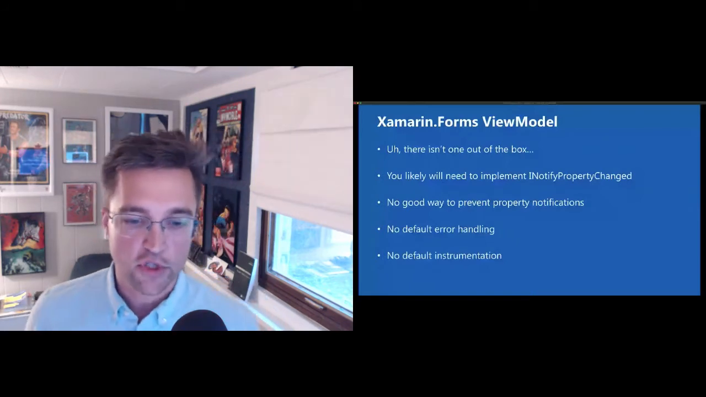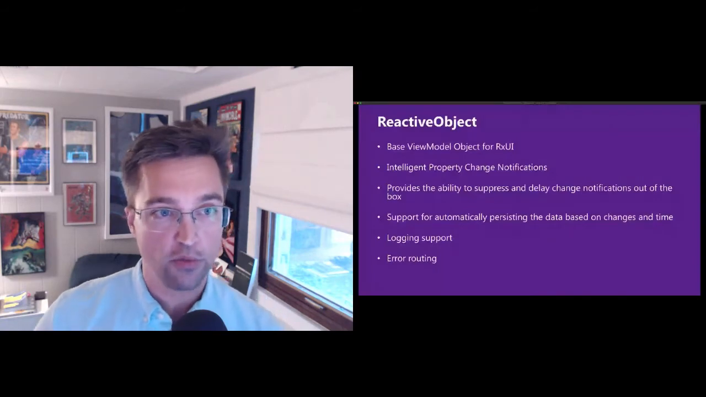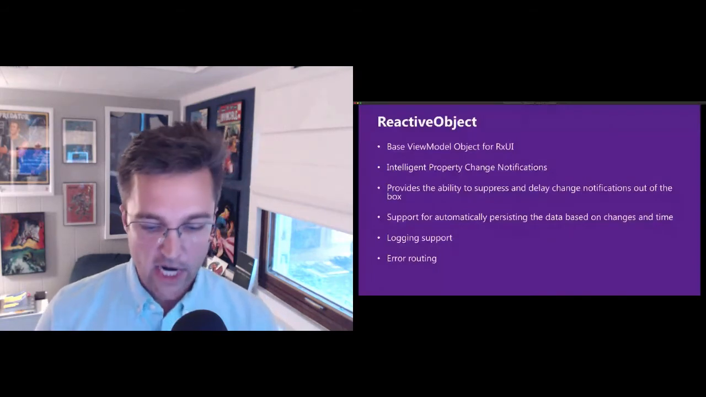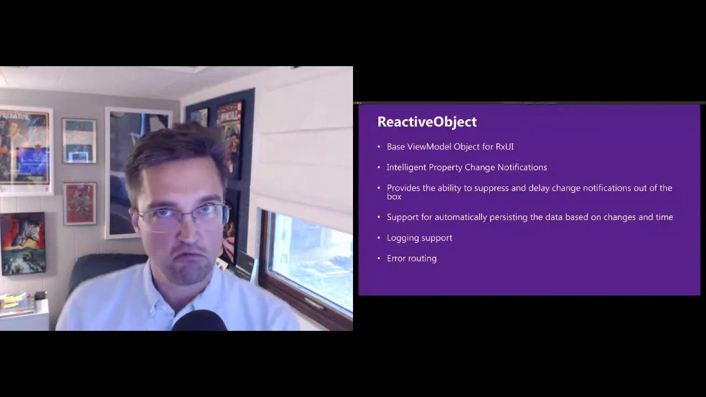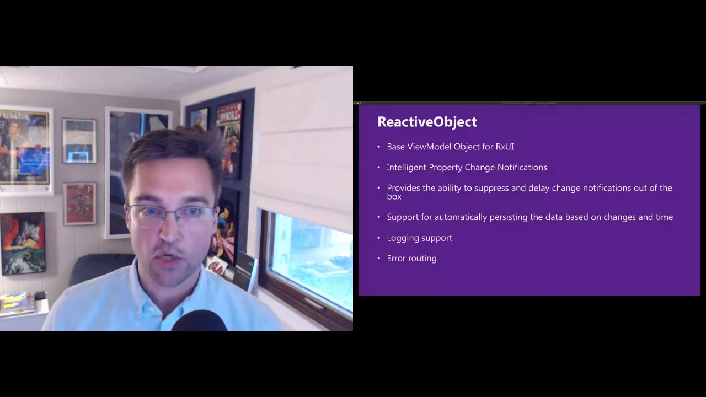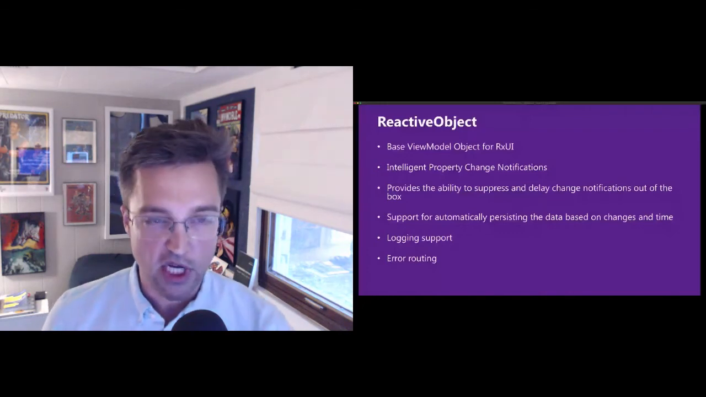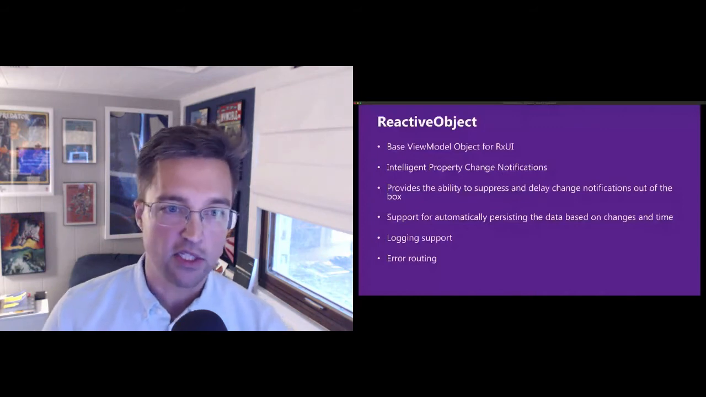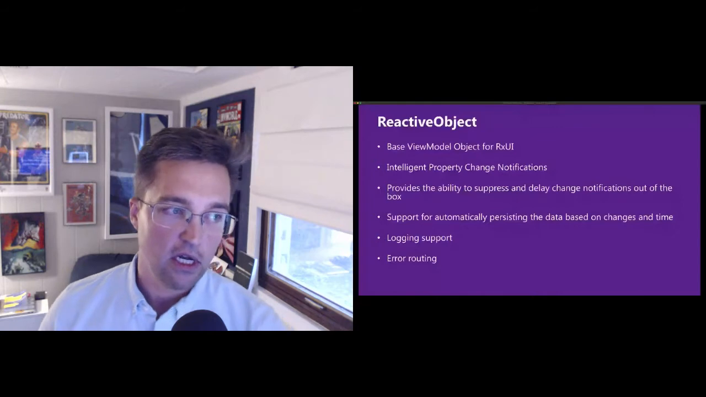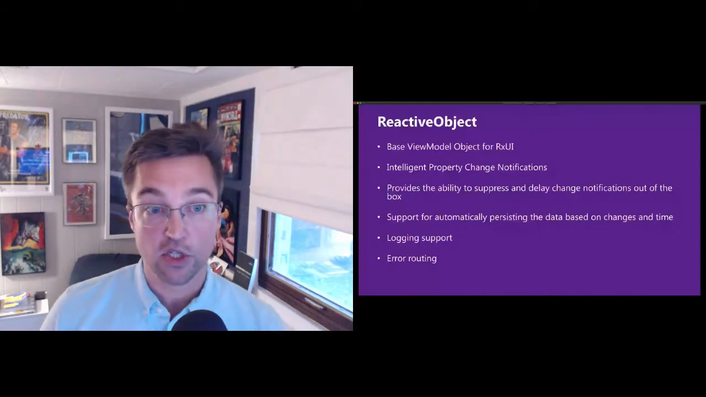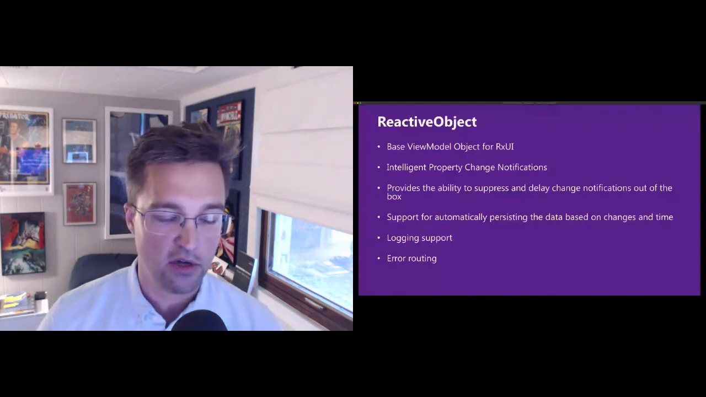When we switch over to the Reactive UI world, though, we get this base view model called Reactive Object. Reactive Object comes with sort of everything that you need to get up and running and do stuff. So it's got intelligent property change notifications, meaning if you've got properties and you set the same value twice, it's not going to go ahead and send that second change notification out there. We've got the ability to do things like suppress or delay change notifications. And I'll show an example of that here in just a few moments.